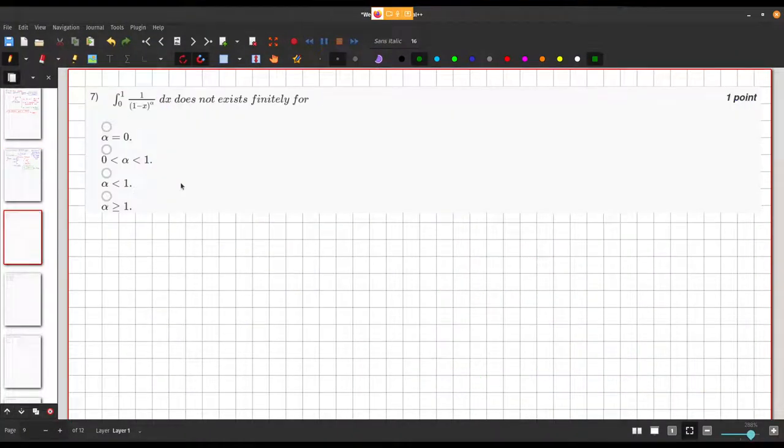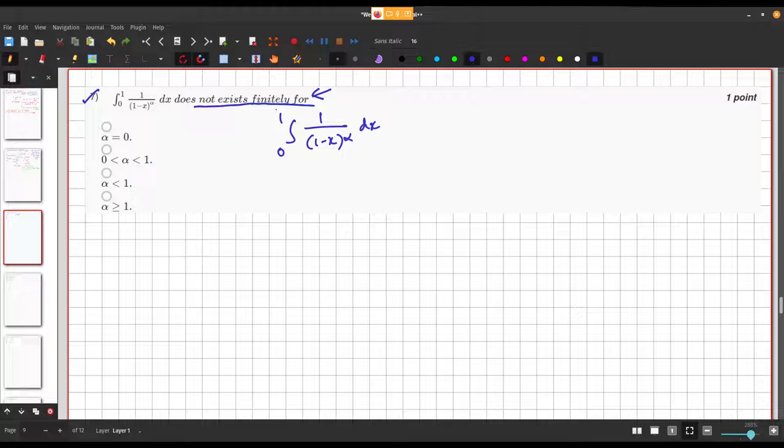Okay, so here we are given an integration which is from 0 to 1, 1 over (1 minus x) to the power alpha dx, and we have to say that this integration does not exist finitely for which values of alpha. Okay, so what does it mean that it does not exist finitely? That if you evaluate this integral for some values of alpha, the integration will blow up. So let me write it in a different way. This will be from 0 to 1, (1 minus x) to the power minus alpha dx.